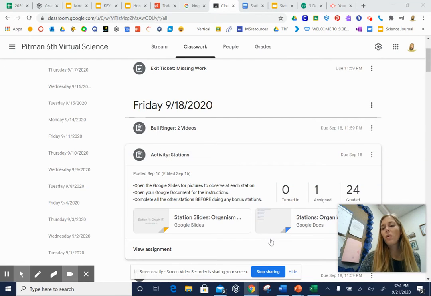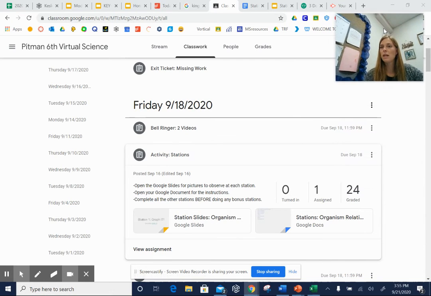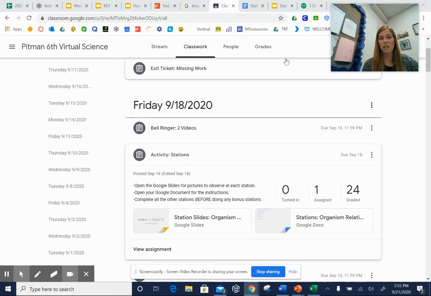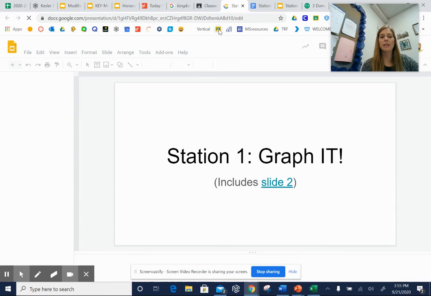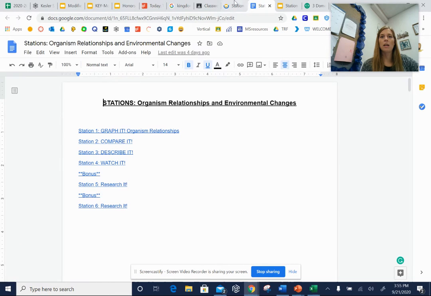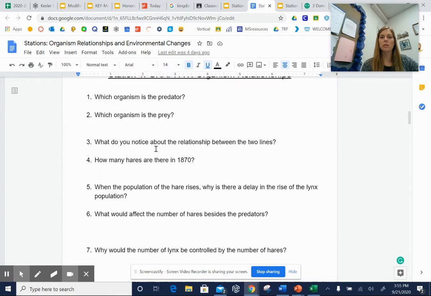Okay, I just wanted to go over the stations really quick before you take your 6 weeks test, because if you had trouble with the stations, then you probably need a bit of review before you take your 6 weeks test. So you had your Google Slides that you were supposed to use. And then you also had the Word document for your answers.